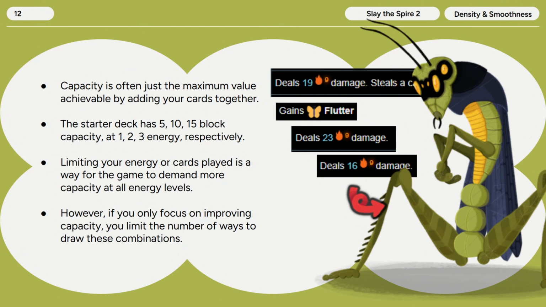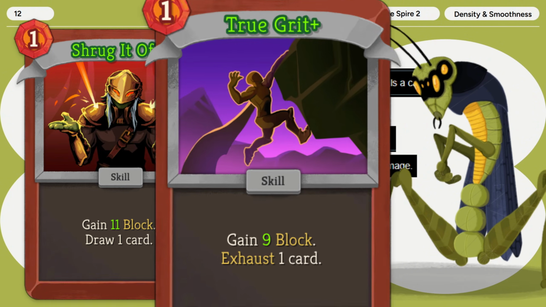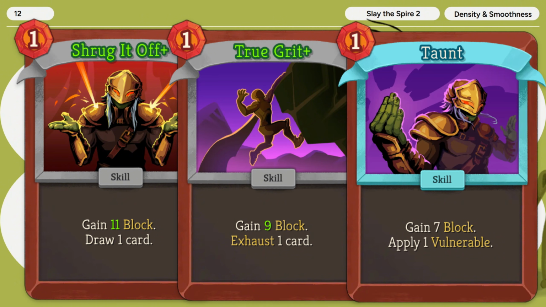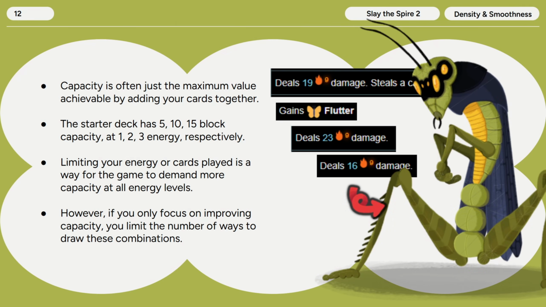But what you are doing is you're removing yourself the option of constructing any of those weaker hands, maybe at 95% capacity, or maybe 90% capacity, or even 85% capacity in any number of ways. You know, in this example again of Shrug It Off plus, True Grit plus, and another block card, if you only take block cards that are better than Shrug It Off plus, like Shrug It Off plus Nimble, or Impervious, or like Rage or something, right? You're going to limit your ability to ever draw those cards in combination. So sometimes a Shrug It Off minus could be the thing to do if you just need more coverage.